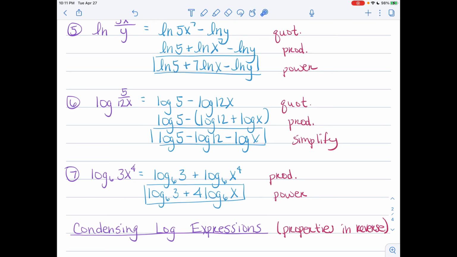Okay, let's take a look at number 7. So you should have noticed that I have a 3 multiplied by an x to the 4th, so I want to break that apart, that multiplication, by adding log base 6 of 3 plus log base 6 of x to the 4th, using my product property. But I have an x to the 4th power, so I need to take that 4 and bring it to the front, using my power property, and so my final answer is log base 6 of 3 plus 4 log base 6 of x.